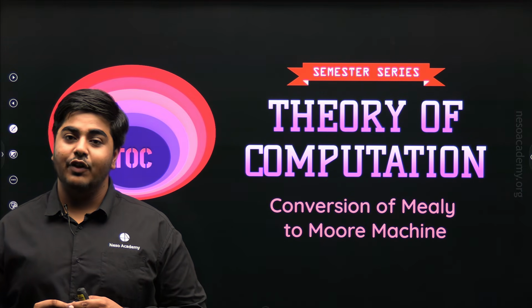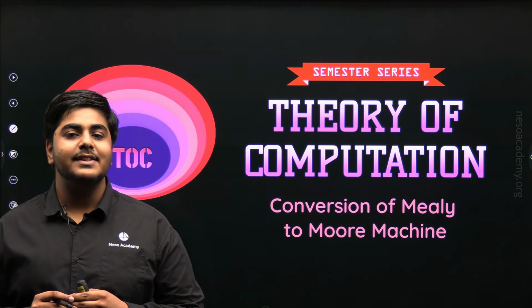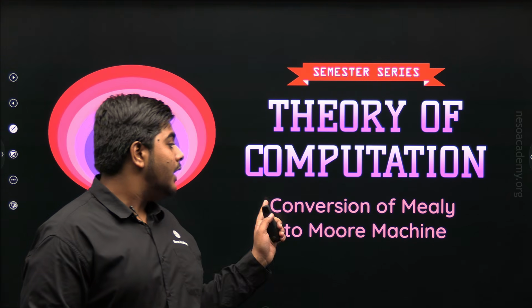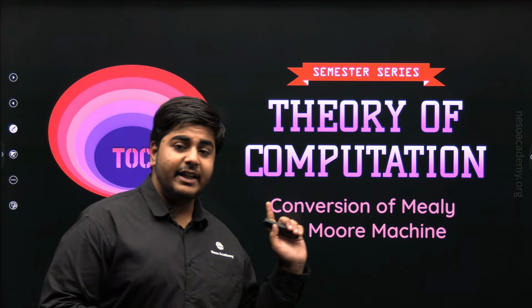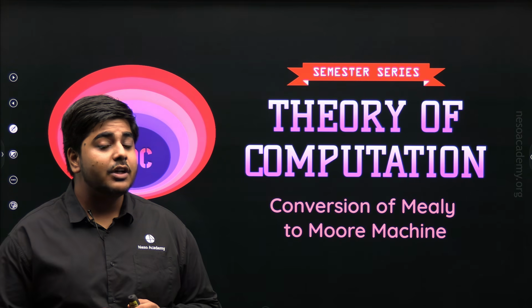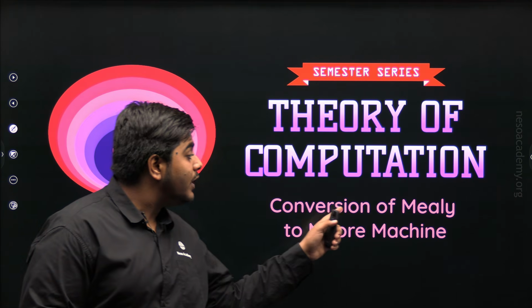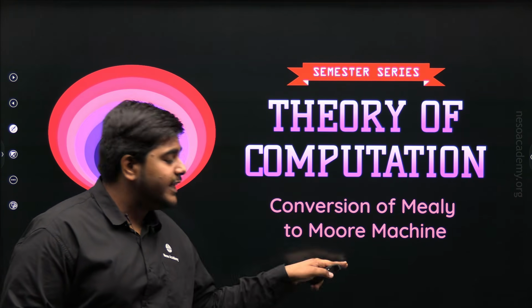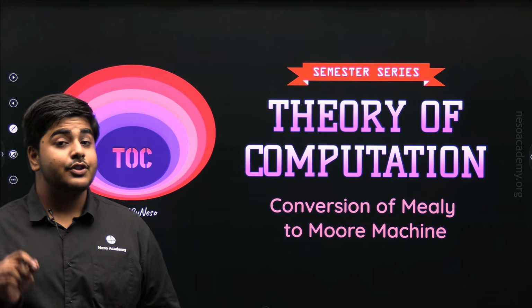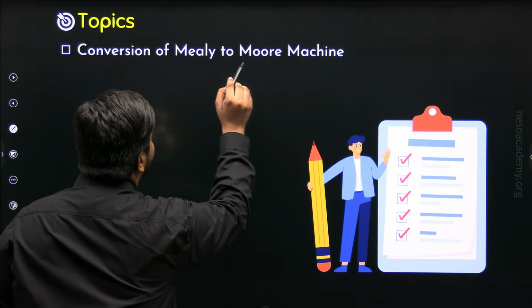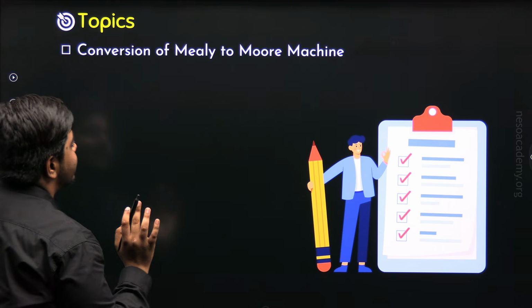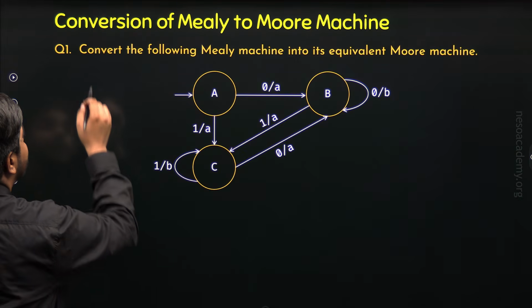We are learning theory of computation, and in the previous lecture, we have understood the conversion of Moore machine into its equivalent Mealy machine. And now in this lecture, we are going to understand the conversion of Mealy machine into its equivalent Moore machine. So the topic for this lecture is conversion of Mealy to Moore machine. Let's get started with our very first problem.